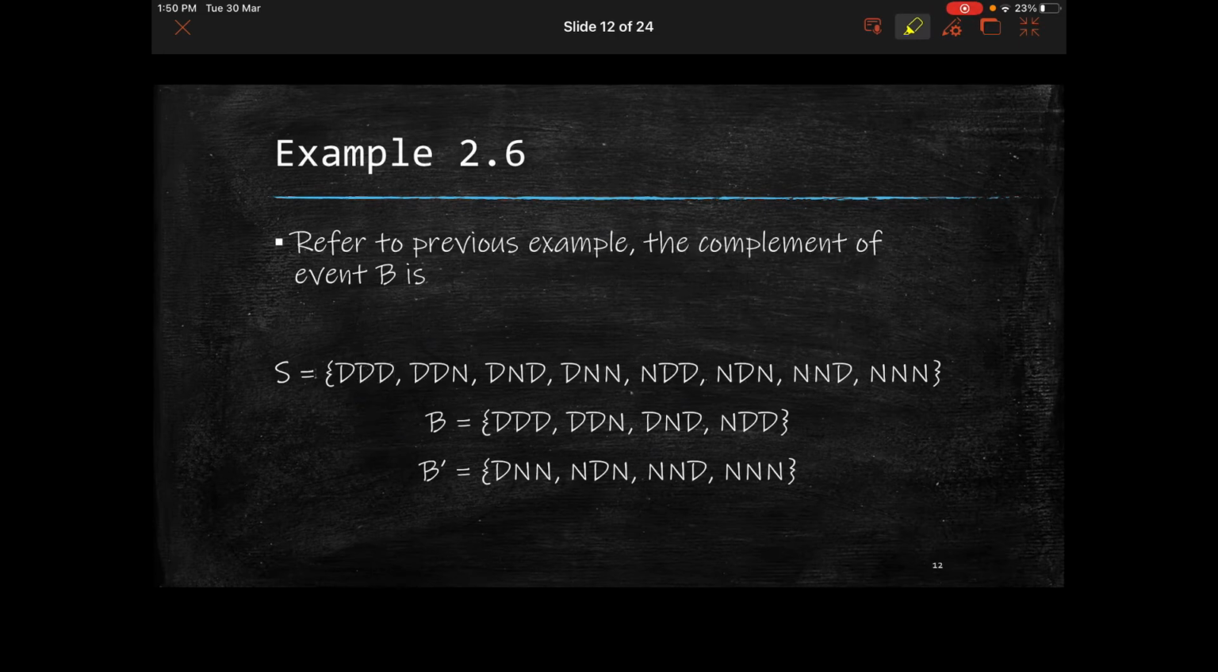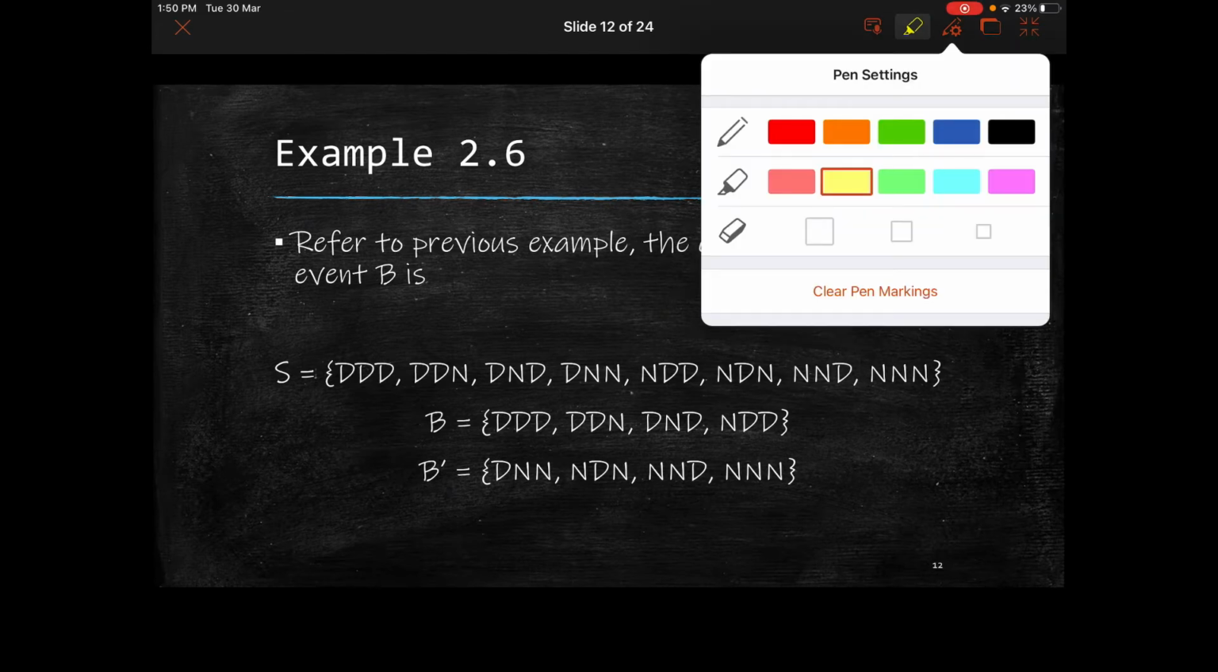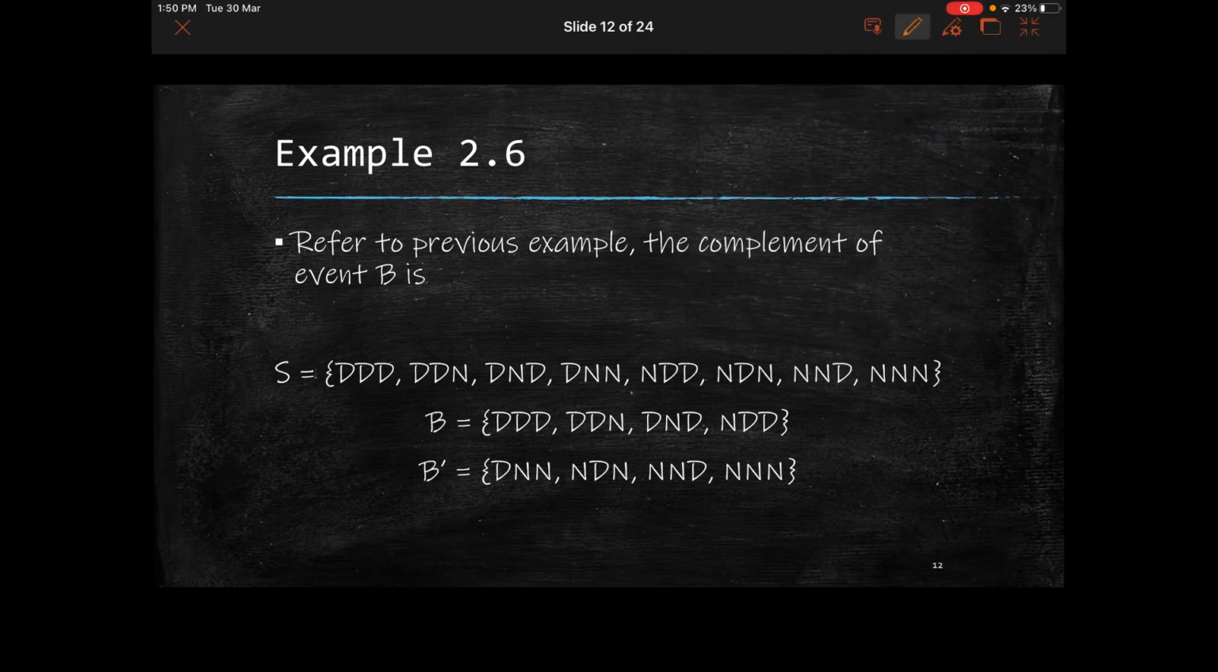From the previous example of 3 traffic lights selected randomly, the complement of event B is simply the elements which do not belong to the subset. So, let's draw a Venn diagram here. We have a sample space S, and inside the subset of S we have an event B, and the complement of event B, B prime, is the elements which do not belong to B.